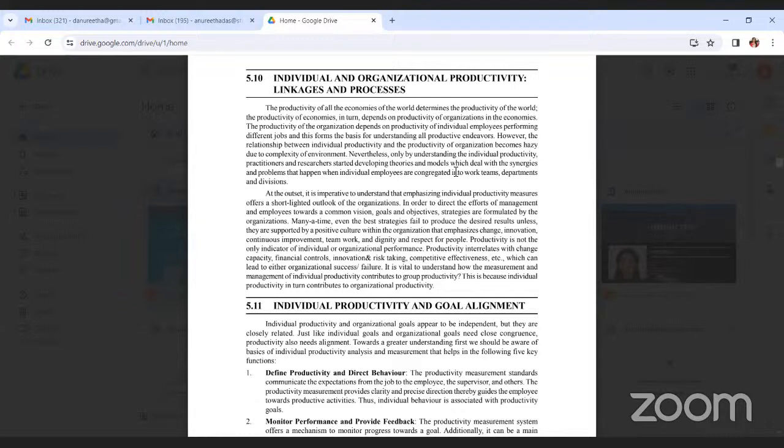The productivity of all the economies of the world determines the productivity of the world. The productivity of economies, in turn, depends on the productivity of organizations in the economies. The productivity of the organization depends on the productivity of individual employees performing different jobs. So basically, what it says is individual and organizational productivity is the productivity of the individual performing in different jobs, and the basis of understanding the productivity.